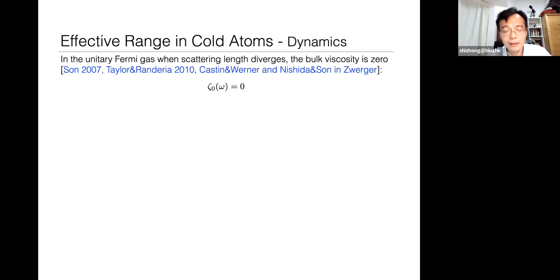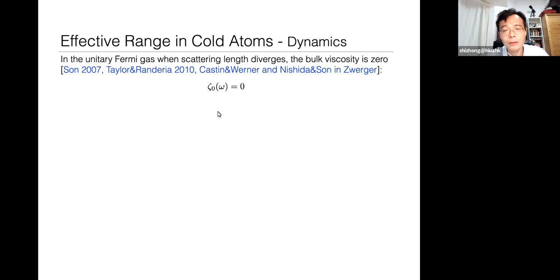For dynamics, in this case, I'll only be looking at one specific case, which is the bulk viscosity. The reason that bulk viscosity is interesting is that there is a very nice argument, very nice work back in 2007 by Son and others afterwards, which show that if you have a resonantly interacting Fermi gas where the scattering length goes to infinity, then the bulk viscosity is identically equal to 0 because of the scale invariance of the system. And later people showed that even the frequency dependent bulk viscosity also goes to 0. For those of you who are not very familiar with bulk viscosity, I'll come back to that later.